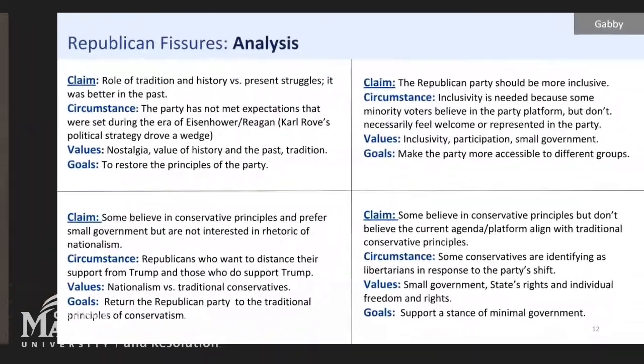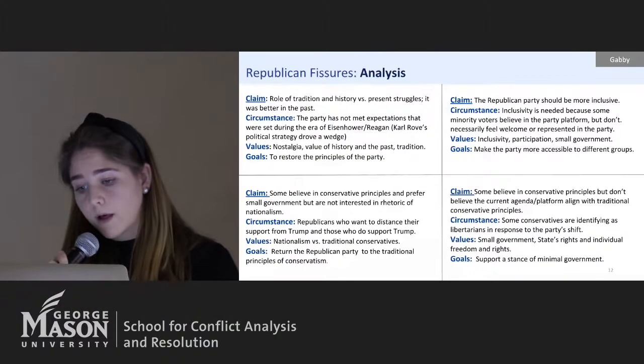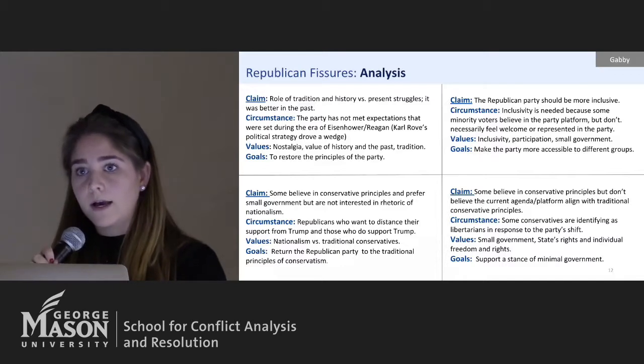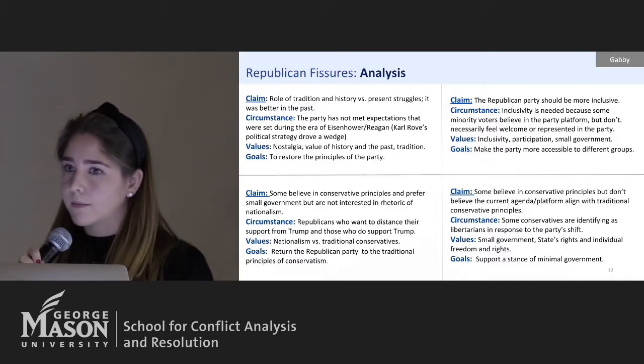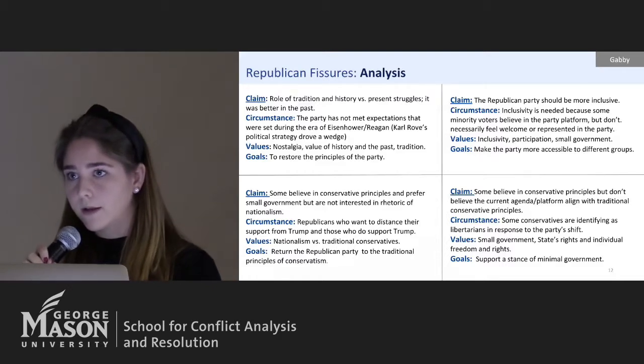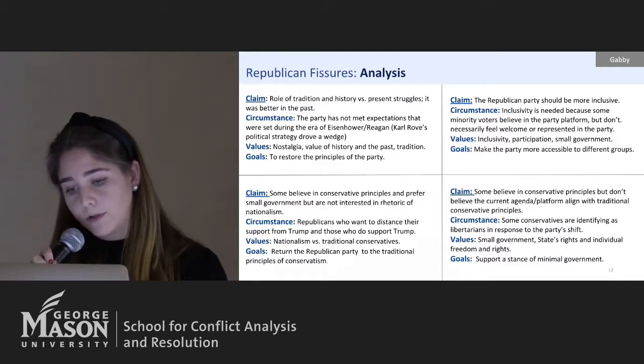The fourth claim of a fissure that we found is some believe in conservative principles, but don't believe the current agenda platform aligned with traditional conservative principles. These are all sort of related. And the conservatives are identifying as libertarians in response to the party's shift. The values of small government and states' rights and individual freedom and rights seem to have shifted in recent years so that a lot of libertarian conservatives don't see that they're aligned with the current platform. So the goal is to support a stance of minimal government.